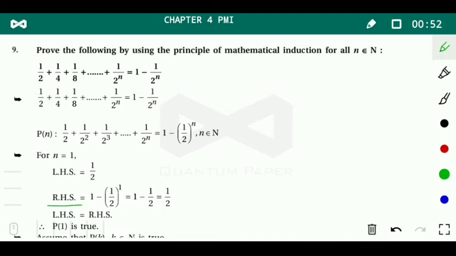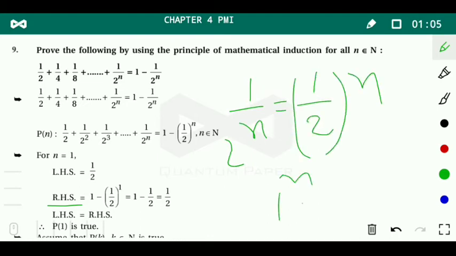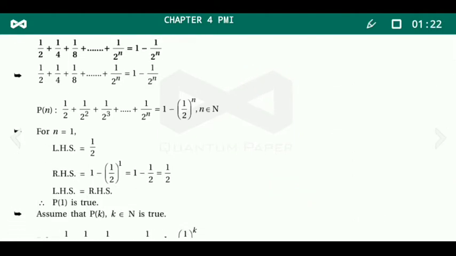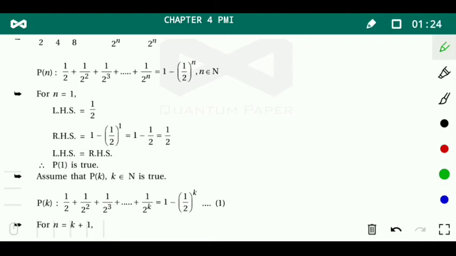the right hand side is 1 minus, we put n equal to 1, so 1 minus 1 by 2 whole raised to 1. Also we can write 1 by 2 raised to n as 1 by 2 whole raised to n, because 1 raised to n will be 1, both are the same. So 1 by 2 raised to 1 gives 1 by 2. Now we have to take the LCM here, so 2 ones are 2 minus 1, so it will be 1 by 2. Now observe that the left hand side and right hand side are both the same, so P of 1 is true.